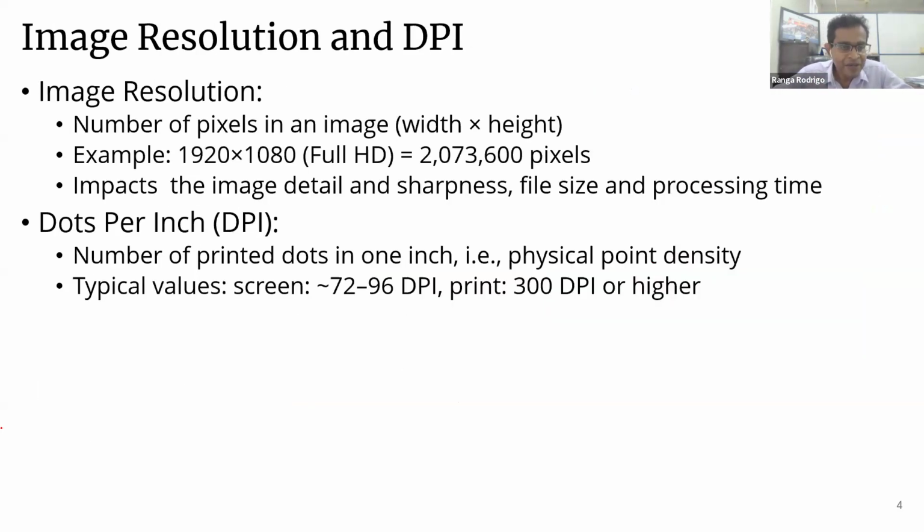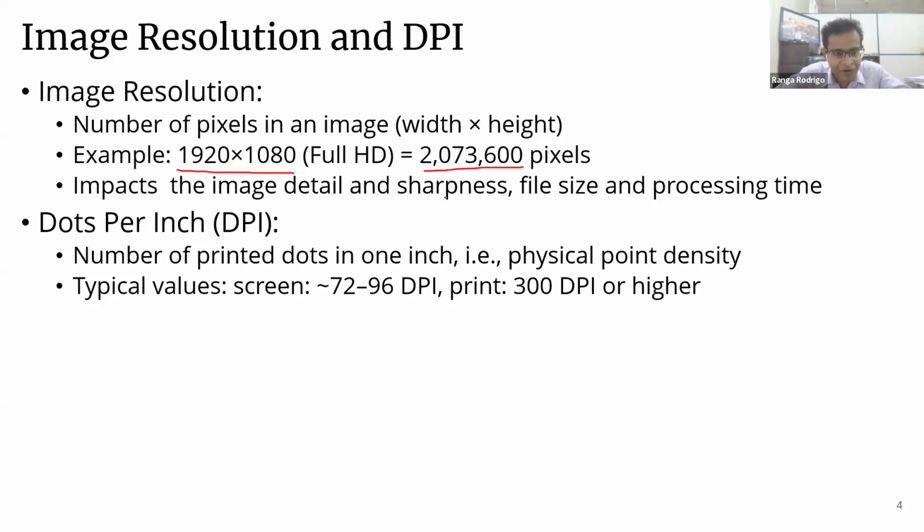Okay. So if you think about image resolution, the number of pixels of an image, width and height, we call that the image resolution. This is related to the size of the sensor in the camera, the CMOS sensor or the CCD sensor. For example, full HD is 1920 times 1080, which has 2 million pixels. So this impacts the image detail and sharpness. If you don't have a high resolution, your sharpness is not there. And the file size is large when the resolution is high, and the processing time also increases.